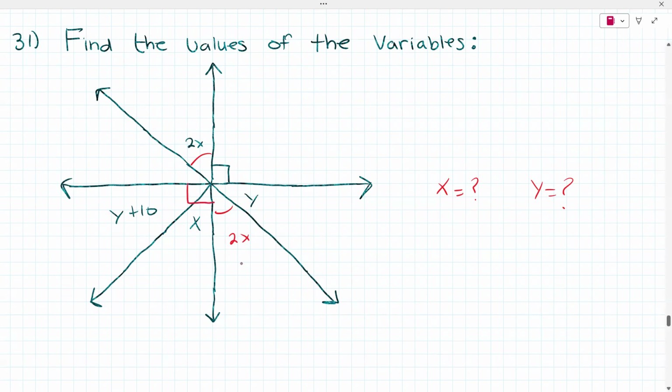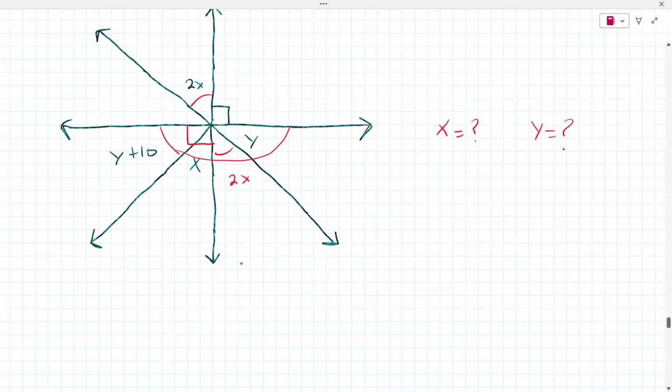This forms a right angle, right? And what else? If you add up these four angles, they form a straight line, so that equals 180. So let's set up our equation. We said that these two angles, y plus 10 plus x, equals 90. And then if you add up these four angles, it would be y plus 10 plus x plus 2x plus y equals 180.